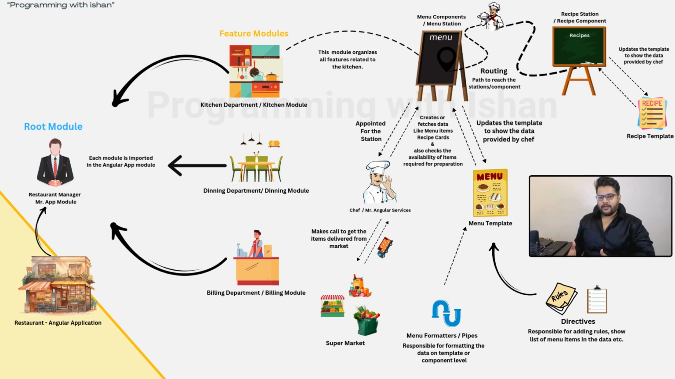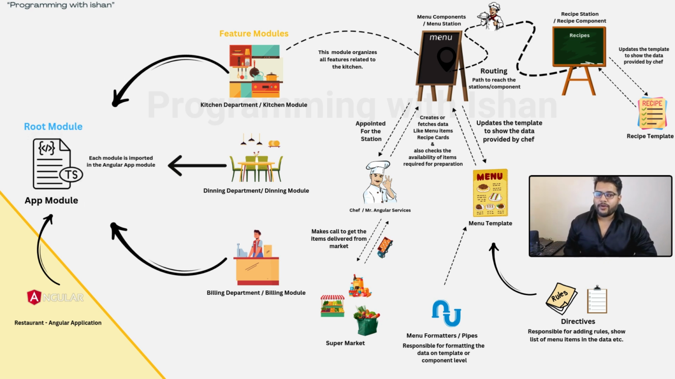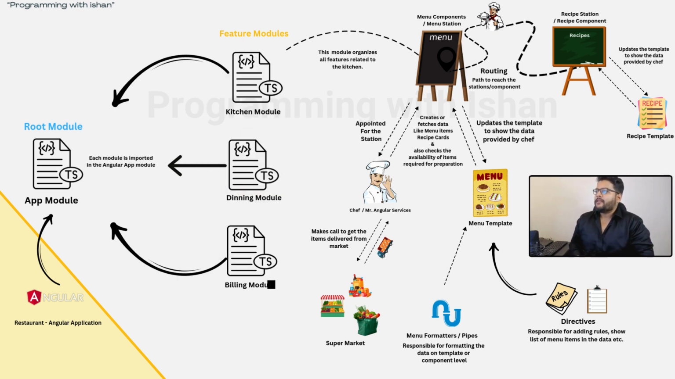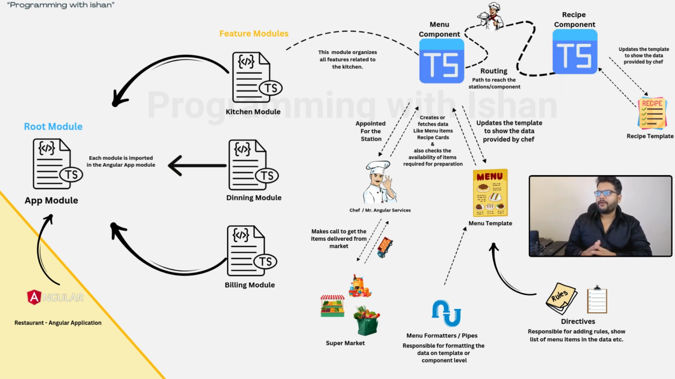Let's have this restaurant as the Angular application and the restaurant manager as the app module of this application, also considered as the entry point of the Angular application. Each department is an individual module. So our kitchen department becomes the kitchen module, dining department becomes the dining module, and so on. They are as a group termed the feature modules of the Angular application. The stations which we created for our kitchen department are switched with the Angular components. So we will have the menu component and the recipe component.